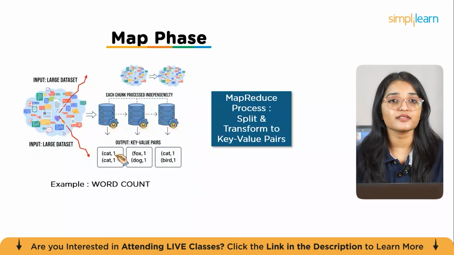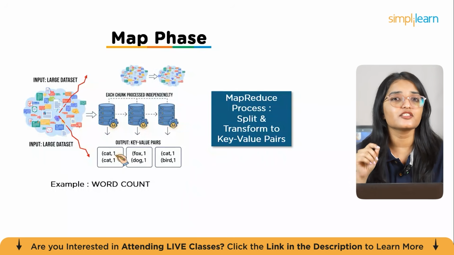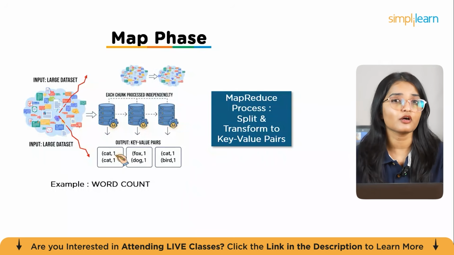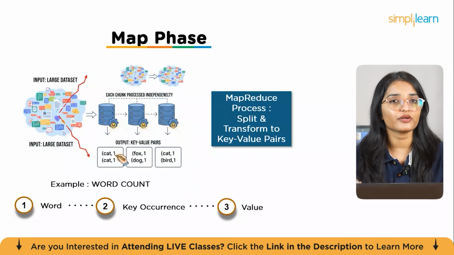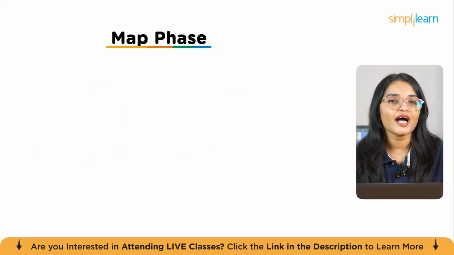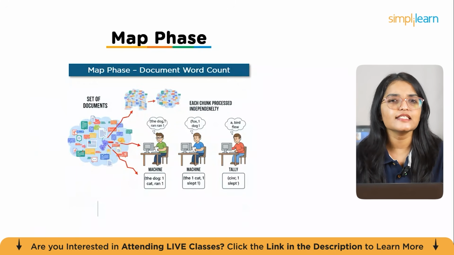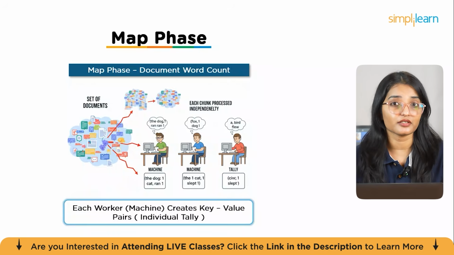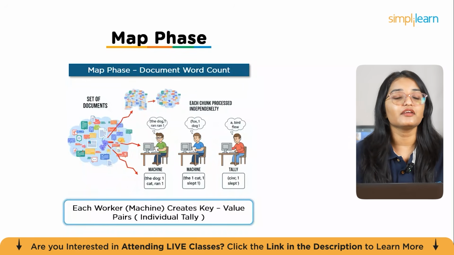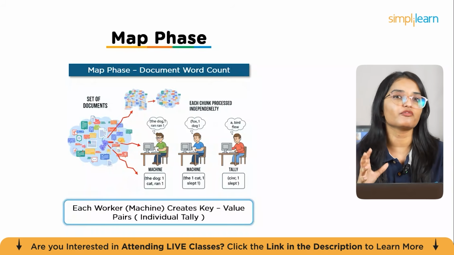Each chunk is processed independently and the data is transformed into key value pairs. For example, in a word count program, each word becomes a key and its occurrence becomes the value. Now imagine you have a set of documents. Instead of one person reading every document, you can assign different workers, machines, to read each document and count the occurrence of each word. Here, each worker then creates key value pairs for the words it finds. These key values are like the worker's individual tally of the items.